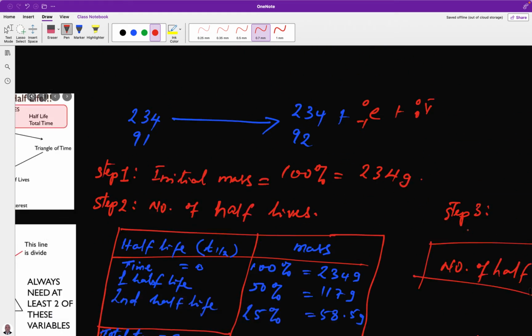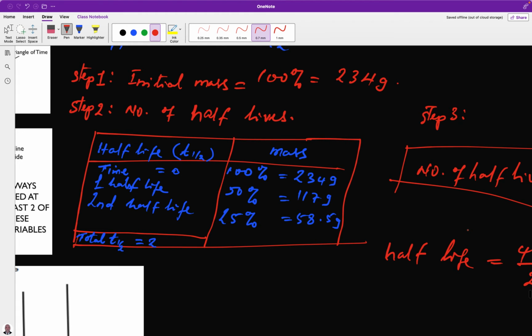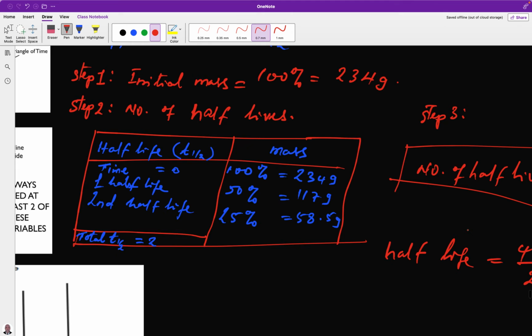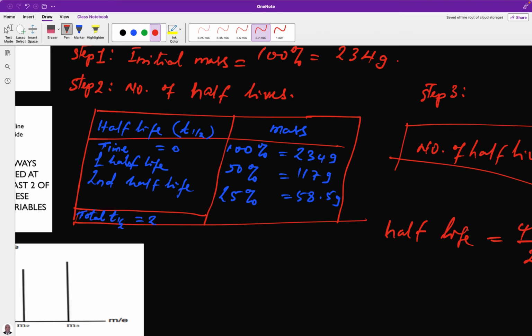I said step number 1, the initial mass is 100%, which is equal to 234. Then step number 2, the number of half-lives. And now construct a table. Time equals to 0. The mass is 100%, which is 234. After the first half-life, it will be 50%, and it will be 117. Now, after that, we go to half again. It will be 25%, and that will be 58.5.